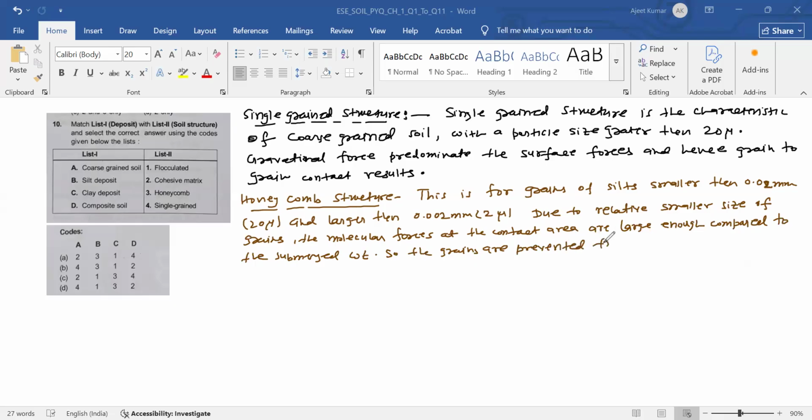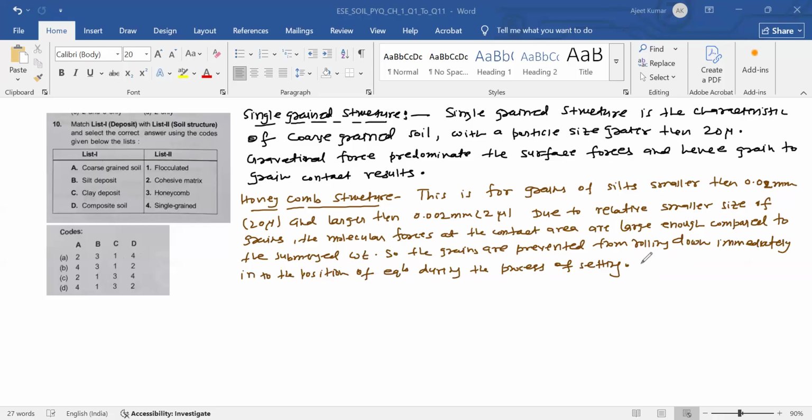from rolling down immediately into the position of equilibrium during the process of settling.